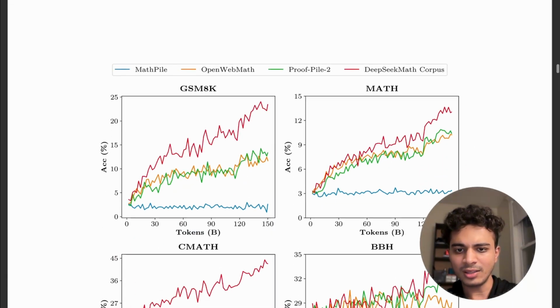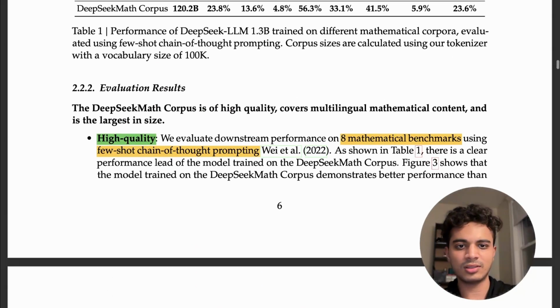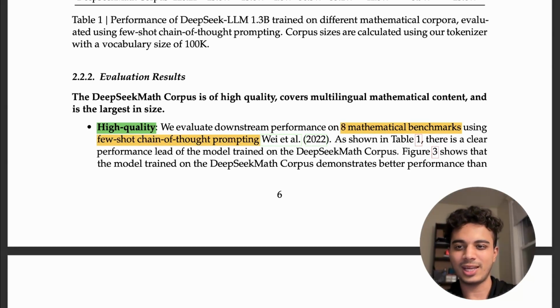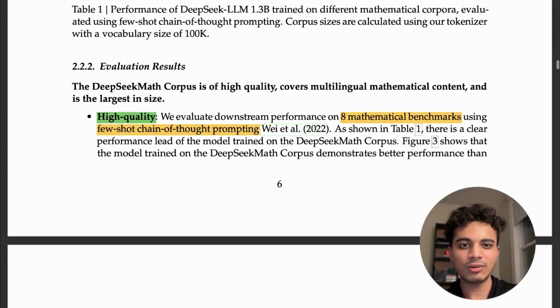Evaluation results are due to their high quality work. They have created a higher quality corpus which covers multilingual mathematical content and is the largest in size. Wow, okay, largest in size. I didn't read it earlier, but that's pretty cool. First of all, it's high quality, and they are evaluating it on 8 mathematical benchmarks. This is important because benchmarks show us which model is doing better and how good it is.